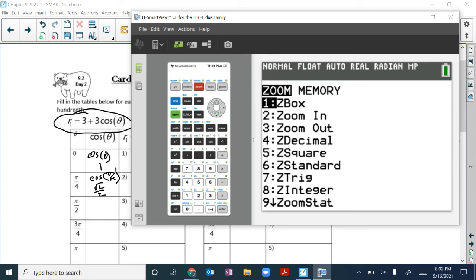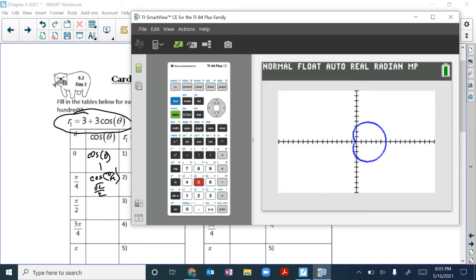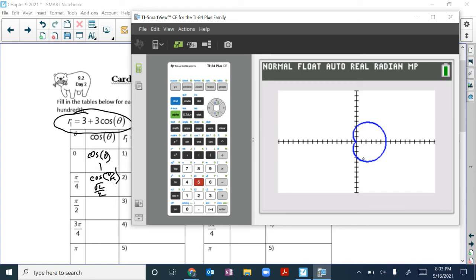I like to do 2 zooms. So zoom 6 to fix my window nicely, and then zoom square to make it look really nice, so it's not as oblong. So this first graph, and this is how you would connect your points in this shape, is a cardioid. Okay.